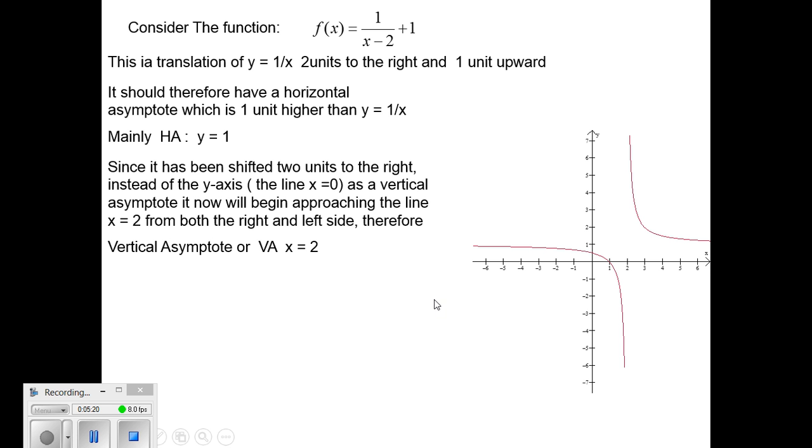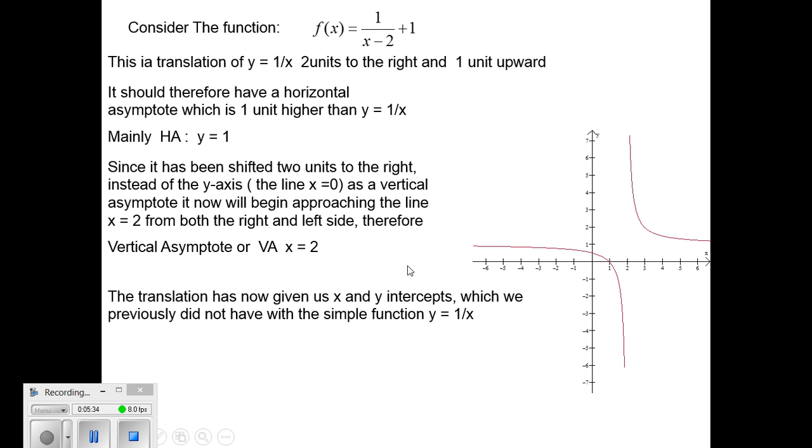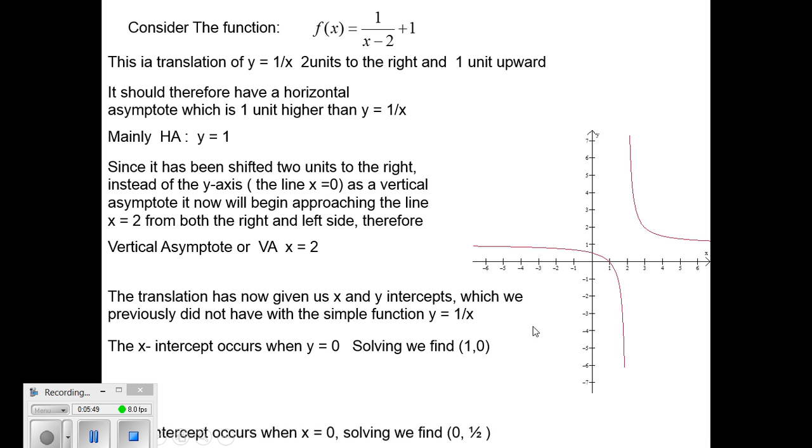Now the vertical asymptote is the vertical line towards which the function moves, getting closer and closer, but never touching, never crossing, and that's x equals 2. We do note that in creating that translation, moving it up 1 and over 2, we now pick up some intercepts that we didn't have previously.